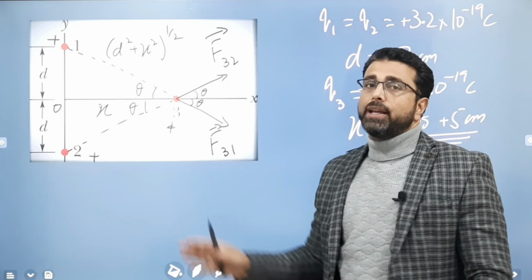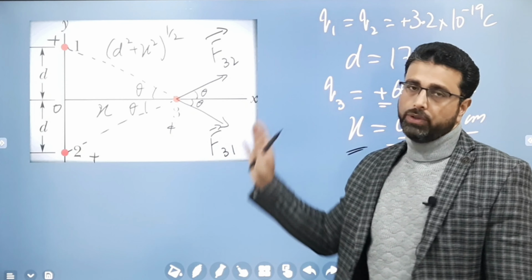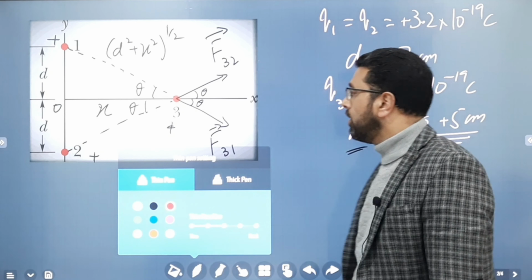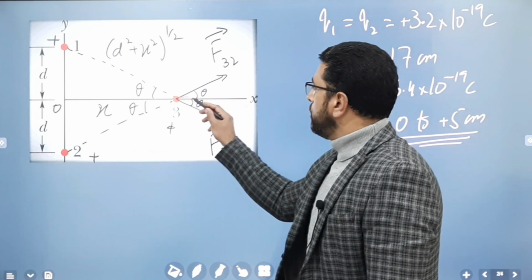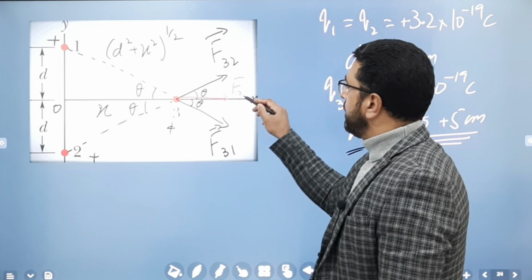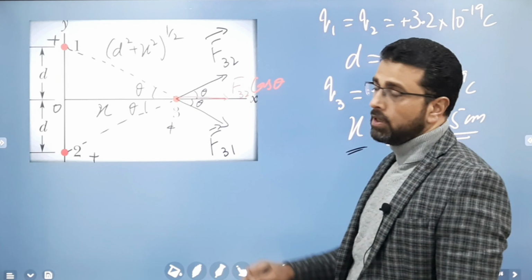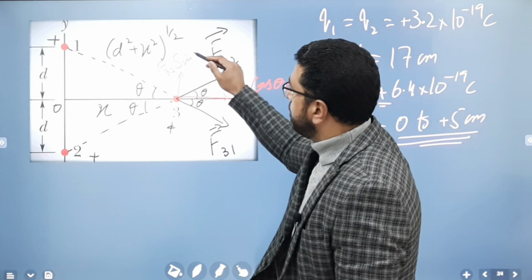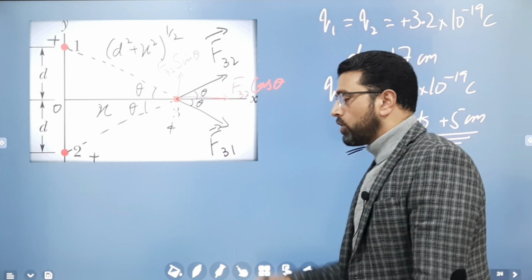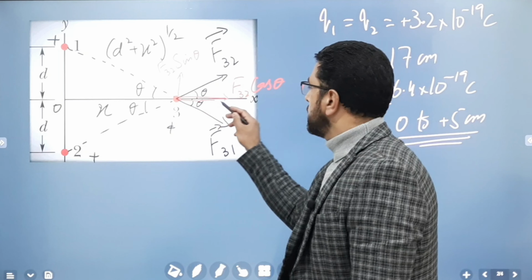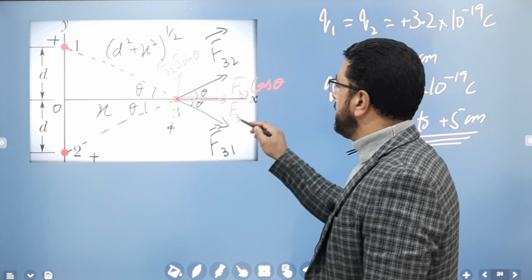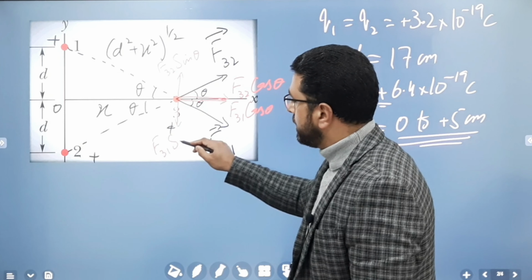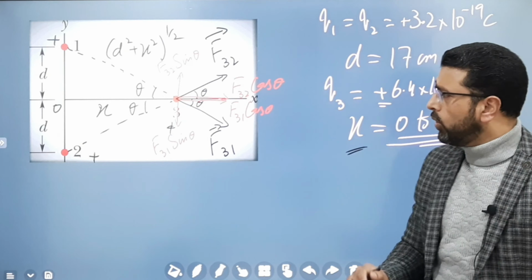Now these are the two forces particle 3 is experiencing. Let's resolve them. This component of F32 will be F32 cos theta, and this component here will be F32 sin theta. Similarly, we will resolve F31. This component of F31 will be F31 cos theta, and this component here will be F31 sin theta.